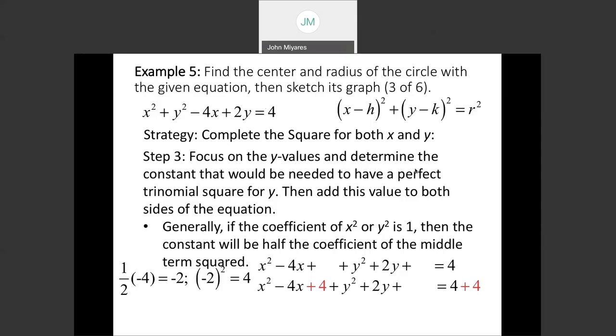Next, we want to do the same thing for the y's. The coefficient of the y term is 2. Half of 2 is 1. 1 squared is 1. So we're going to add 1 to both sides of the equation, and we now have this set up as x squared minus 4x plus 4 plus y squared plus 2y plus 1 equals 4 plus 4 plus 1.